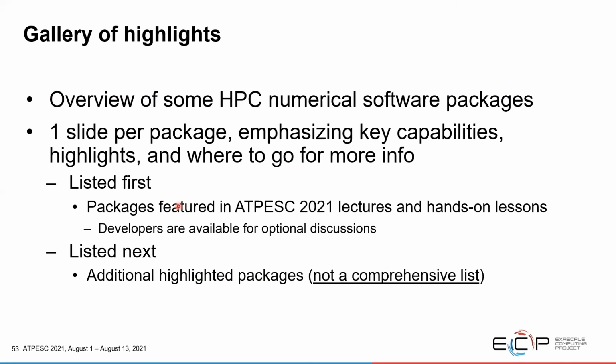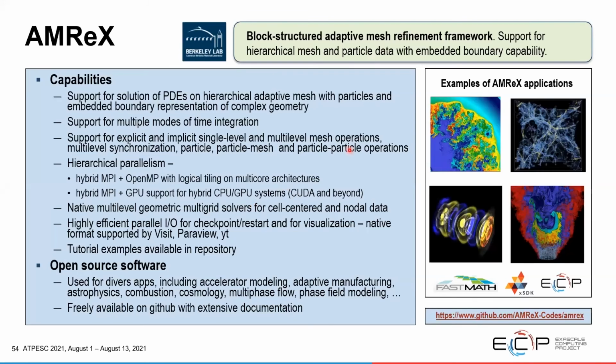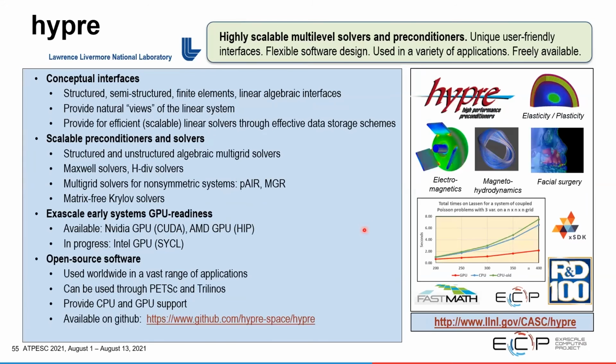So now I want to get to the gallery of highlights slide, which I promised you earlier. This is an overview of the HPC software packages. Let's talk about AMReX, a block structured adaptive mesh refinement framework. You will hear more about this in the structured grid discretization sessions by Ann Almgren and Don Willcox later, if you choose to listen about that. Hypre is a linear solvers package, which focuses mostly on multigrid methods. And you can hear more about this from Sarah Osborn and myself later.